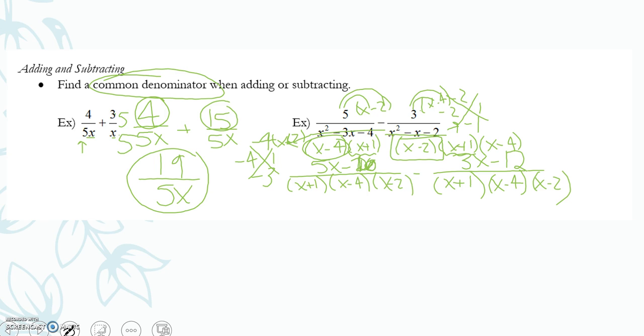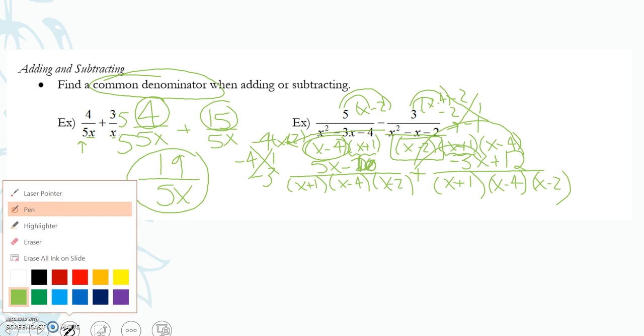Now, this one's a little different because it is subtraction. When it's subtraction, you have to remember to distribute that subtraction sign to everything on the top of the first fraction. So I'm going to make that subtraction a plus, and then I'm going to distribute to the 3x, so it's now a negative 3x. I'm going to distribute to the 12 and make it a plus 12.